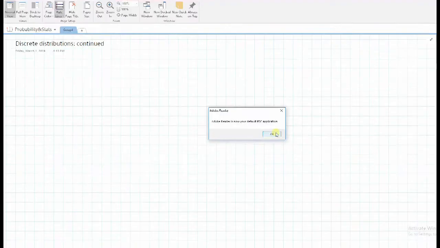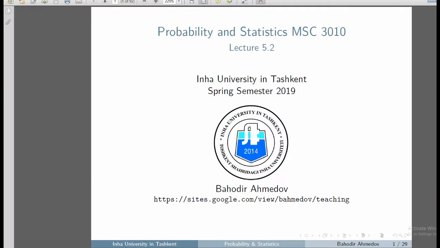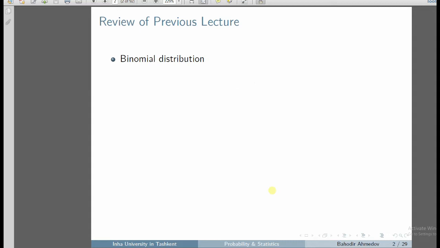Okay, do you remember what we learned last time? We talked about the binomial distribution, right? The binomial distribution is needed to count the number of successful trials. Let's say you would like to do an experiment, you would like to repeat something many times, n times, and you would like to know how many times you would get success, right?